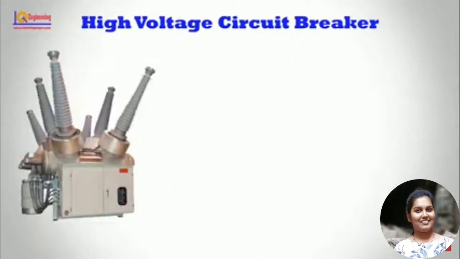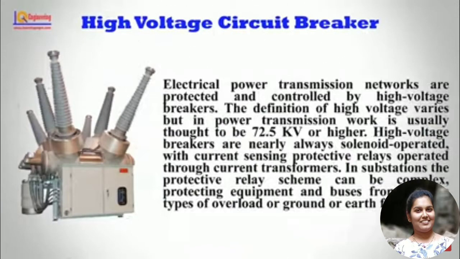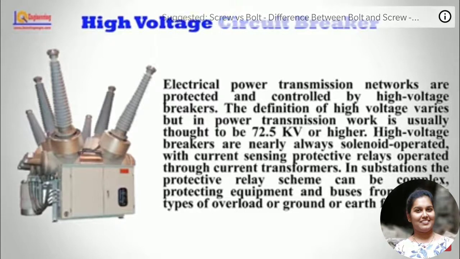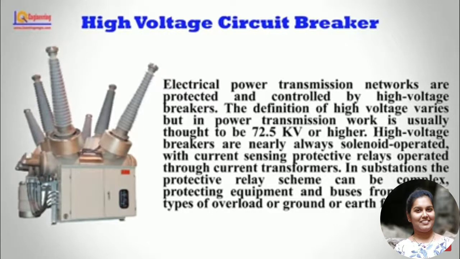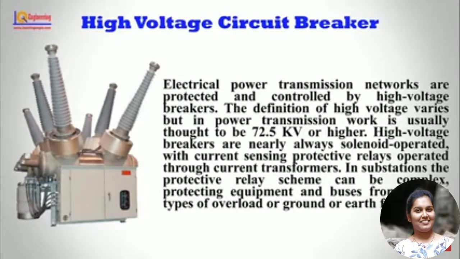High voltage circuit breaker. Electrical power transmission networks are protected and controlled by high voltage breakers. The definition of high voltage varies, but in power transmission work it is usually thought to be 72.5 kV or higher. High voltage breakers are nearly always solenoid operated with current sensing protective relays operated through current transformers. In a substation, the protective relay scheme can be complex, protecting equipment and buses from various types of overload or ground or earth fault.